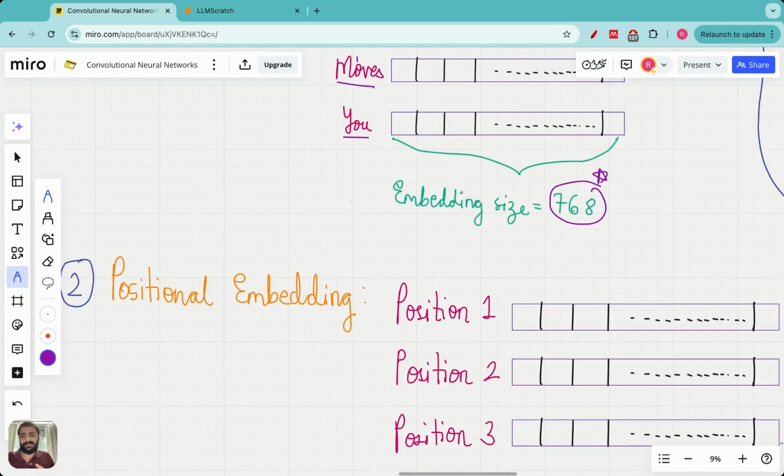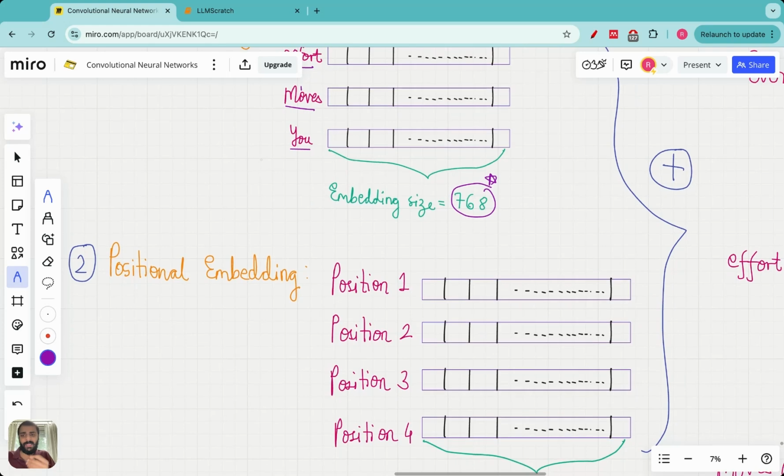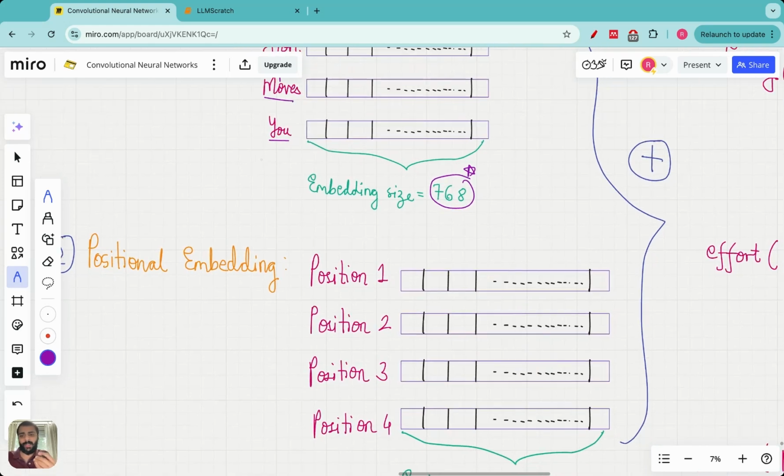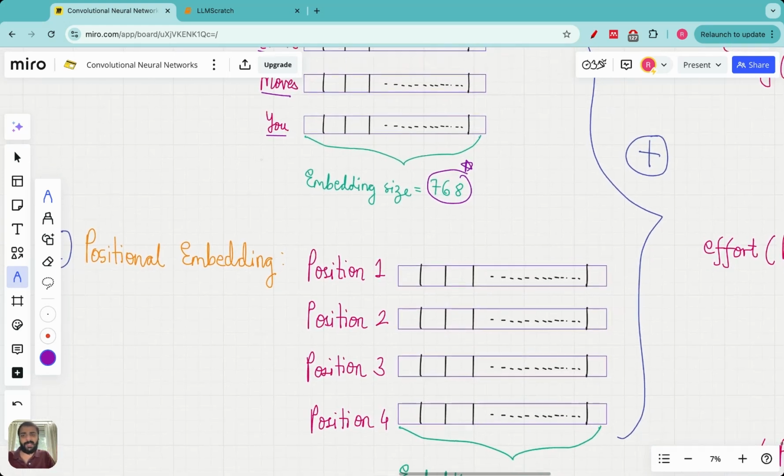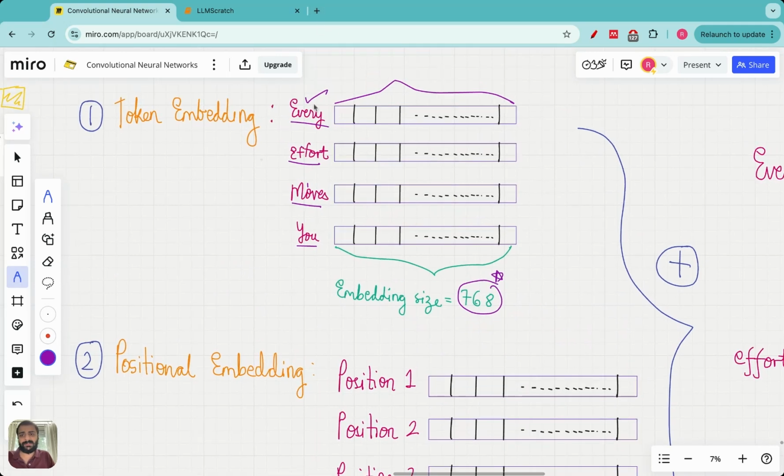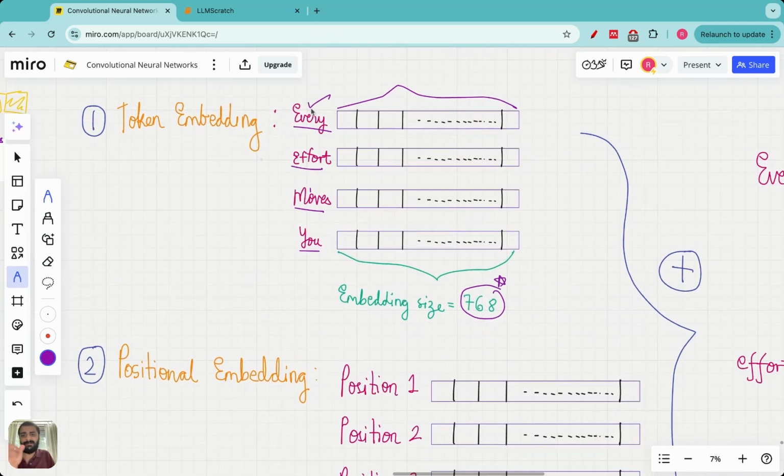The second step is that, remember, along with the semantic meaning of words, what's also important to capture is where the word comes in the particular sentence. So in "every effort moves you", "every" comes in position 1. "Effort" comes in position 2.